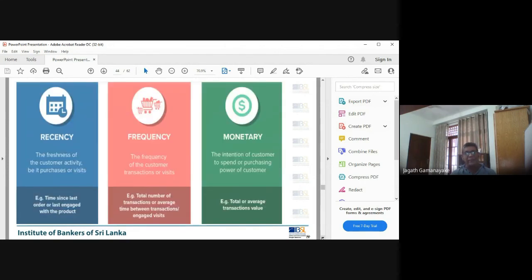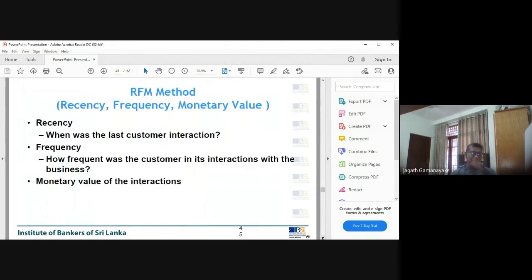So you need to understand all these areas. And last time we discussed recency, frequency, and monetary value in detail. So what is the RFM method? Recency: when was the last customer interaction? Frequency: how frequent was the customer in his interaction with the business? Monetary value: the value to the organization. That is the RFM method, usually used by banks in the CRM model.